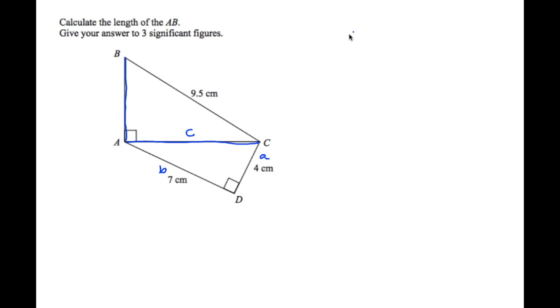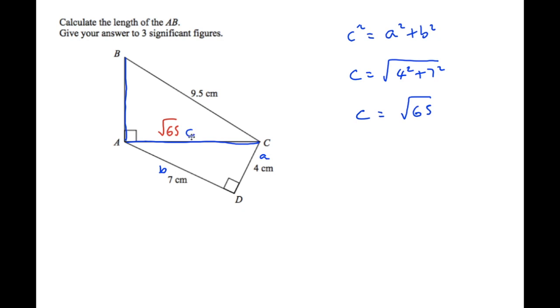So here goes. C squared is equal to A squared plus B squared. So C is equal to the square root of 4 squared plus 7 squared. Therefore, C is equal to the square root of 65. Now leave it in this format at the moment. So we know that C is equal to the square root of 65. Let's cross those labels out because we've used those and we don't want to confuse them with the next part.